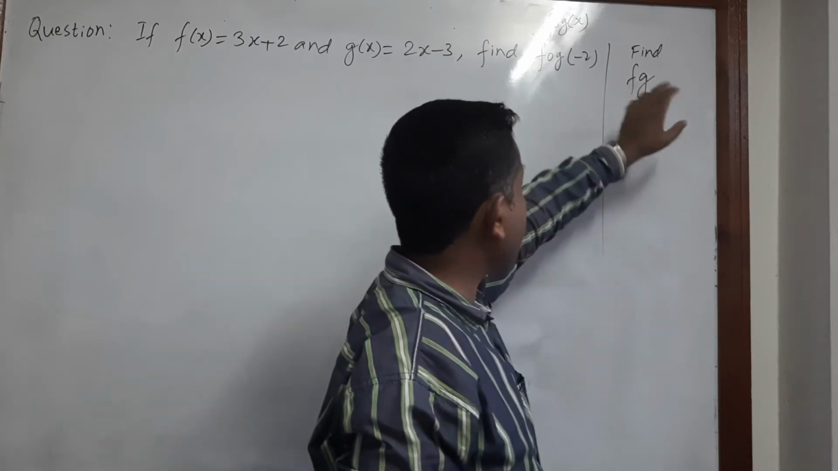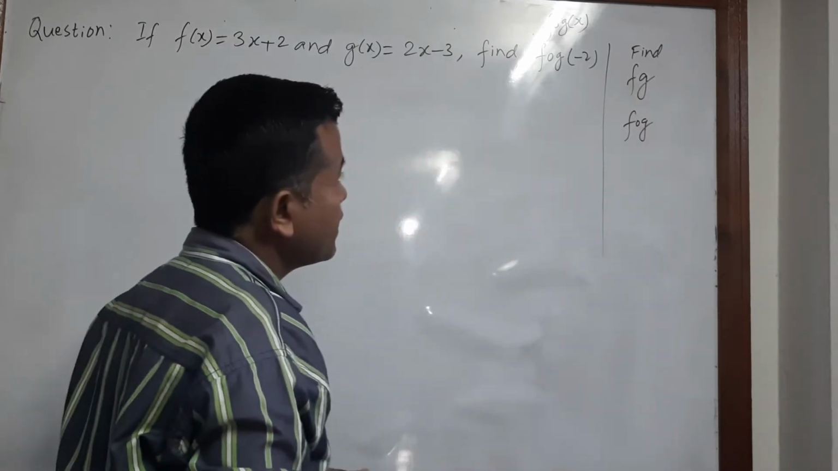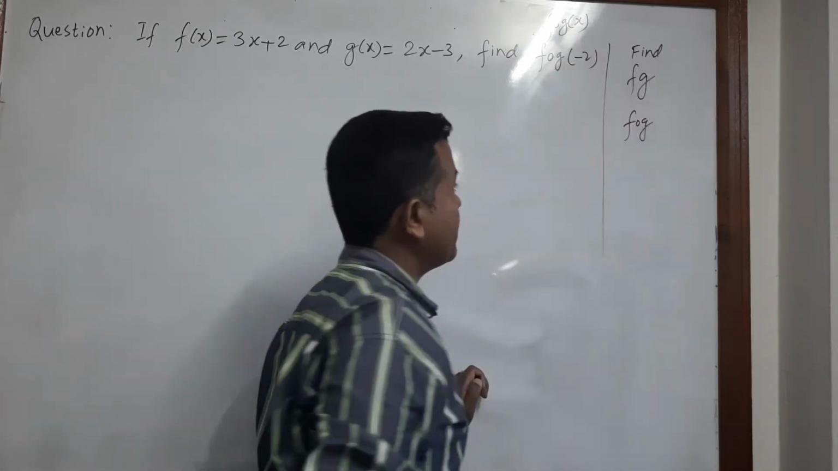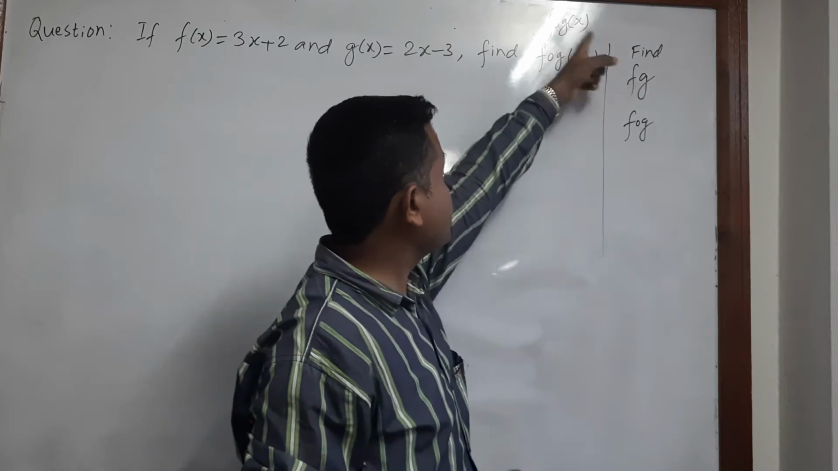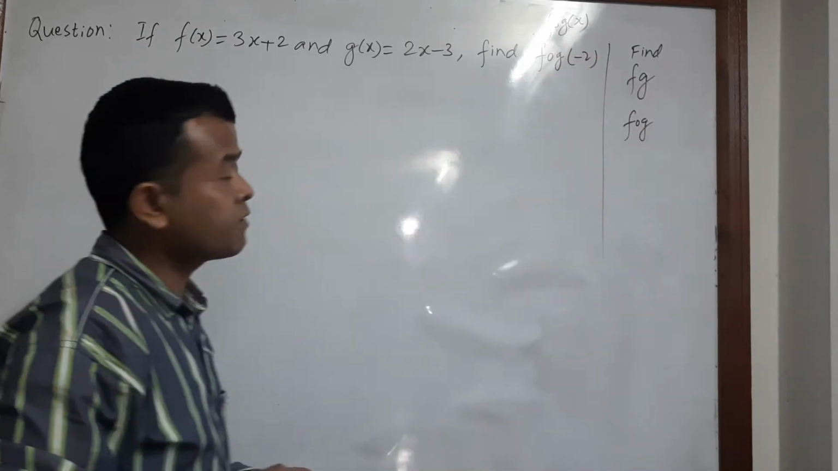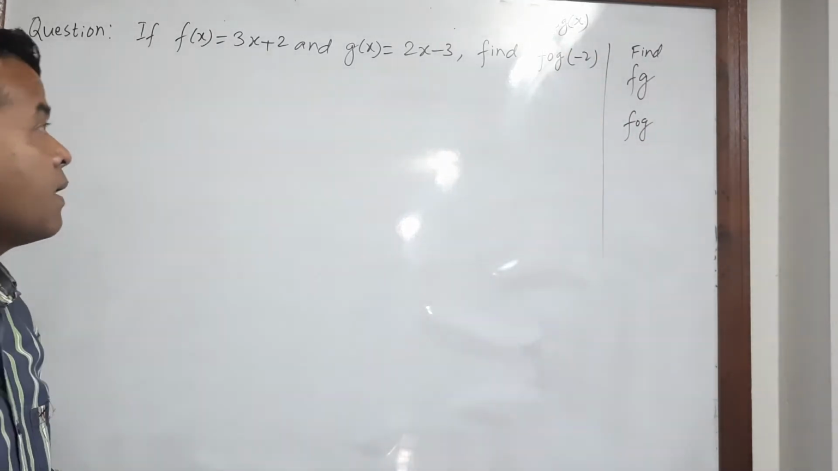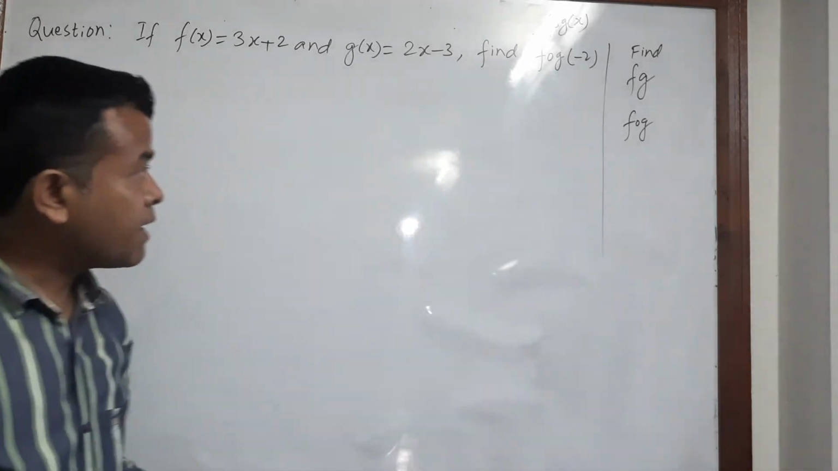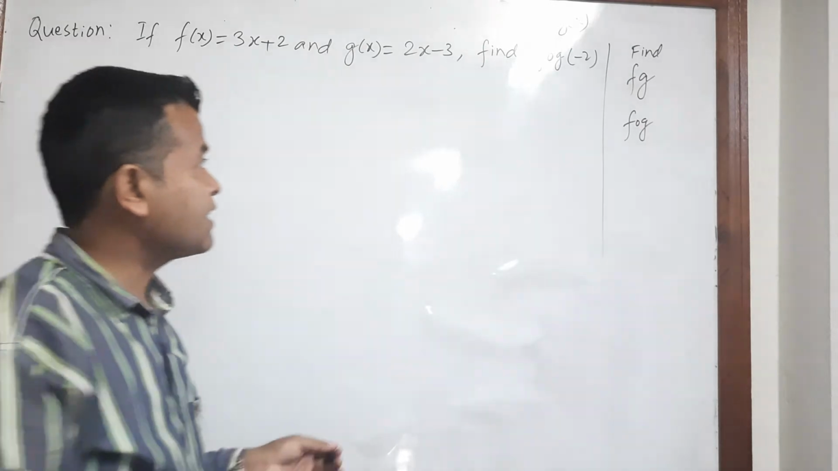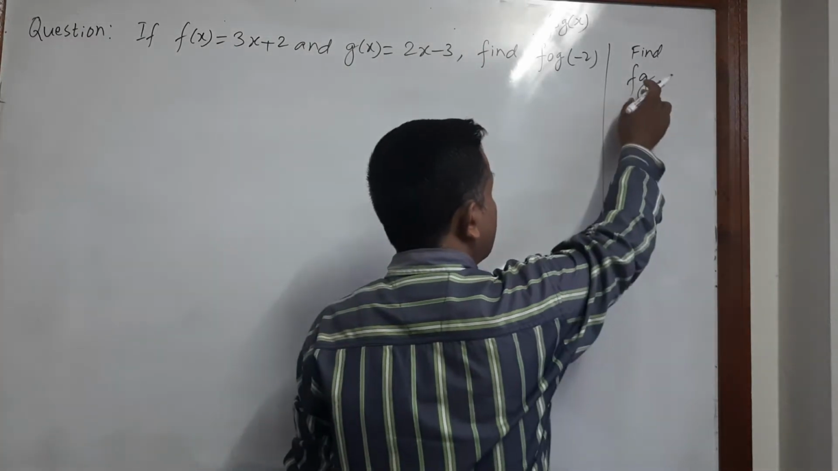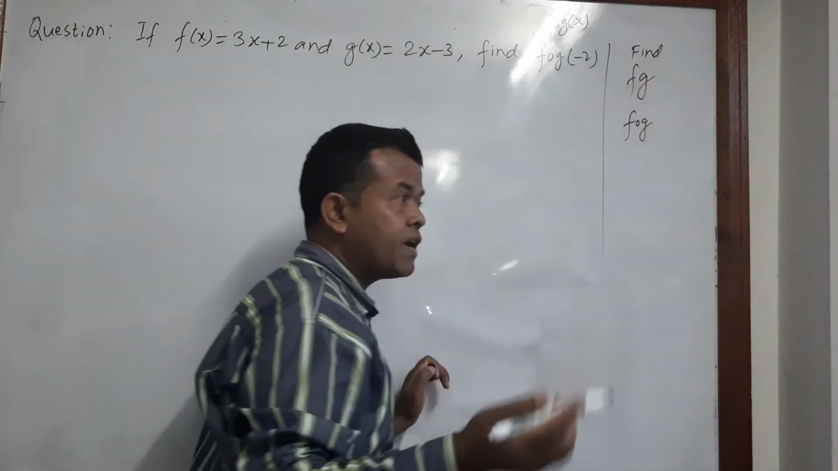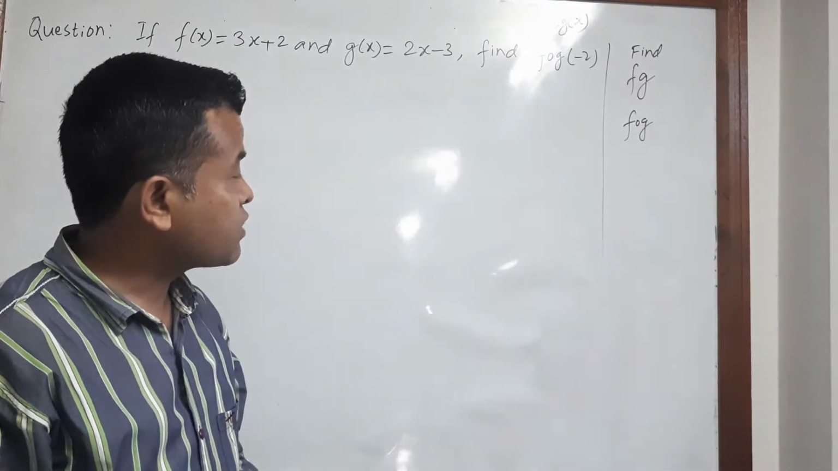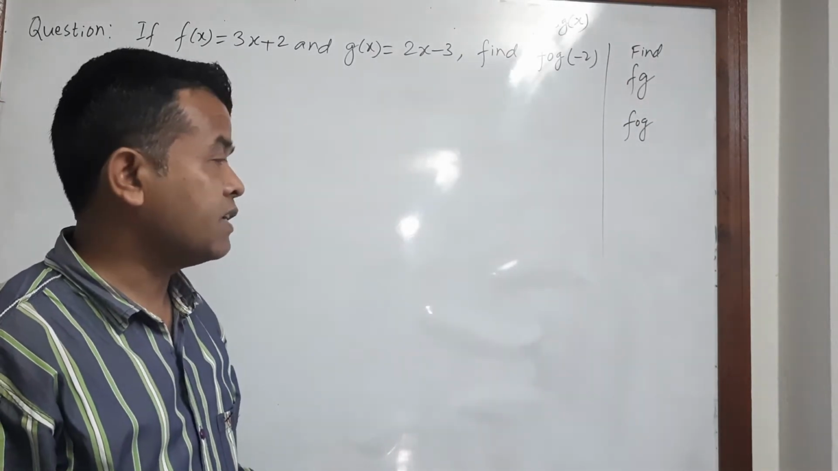That is, if the book asks to find fg, then we need to find f of g(x). Same thing we have to find. If the book asks to find f of g(x), then also we have to find the composite function. And the next thing that makes students confused is whether fg means they have to find the product or the composite function. That is confusing to many students.